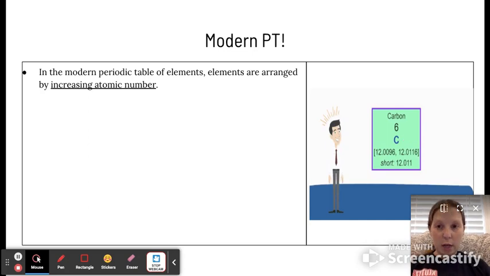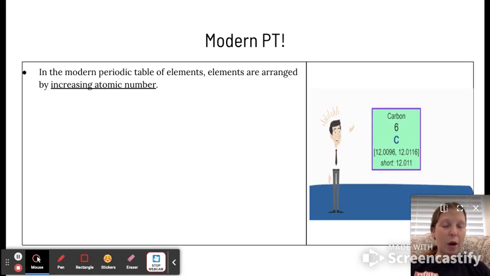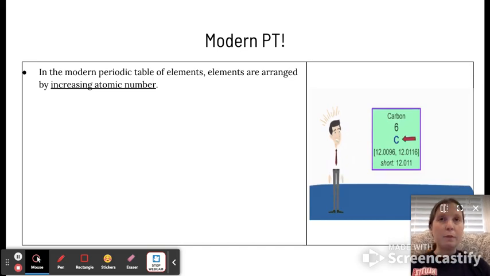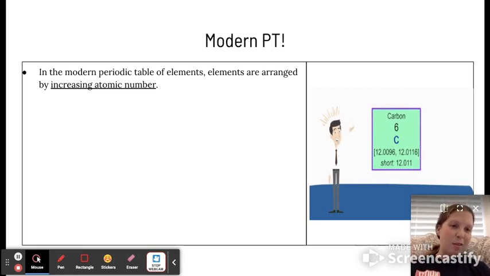Now, over time, we did see that atomic mass was not the best way to organize it, because there are a couple little kinks in there. You have some elements that are actually out of order based on atomic mass, but are where they need to be based on their properties. So we learned that was probably not the best way to do it.